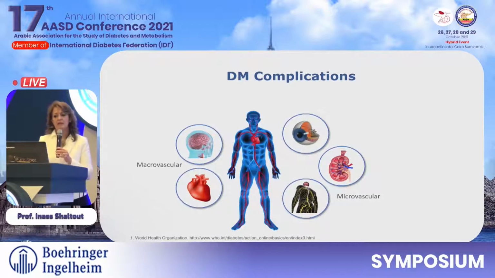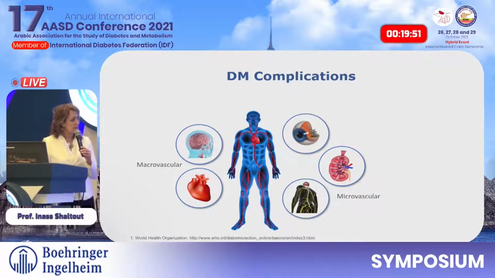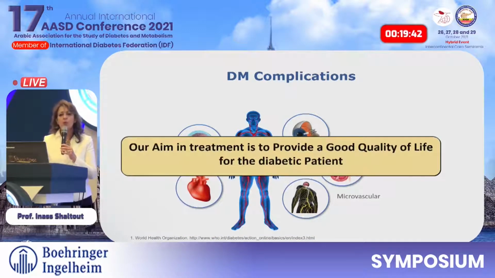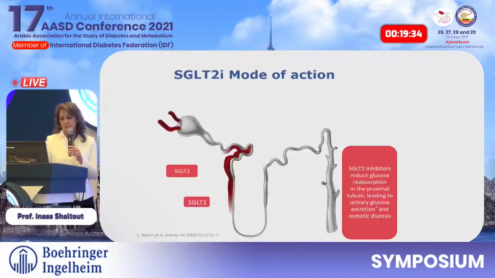These are the main diabetes complications. We can find macrovascular complications and microvascular complications. Macrovascular complications are cardiovascular disease in the brain and the heart, and microvascular complications affect the nerves, the kidney, and the eye. Our aim should be to provide a good quality of life for people living with diabetes.